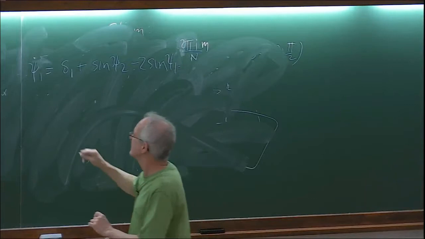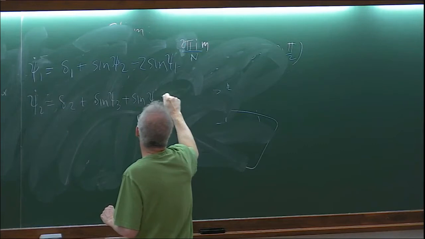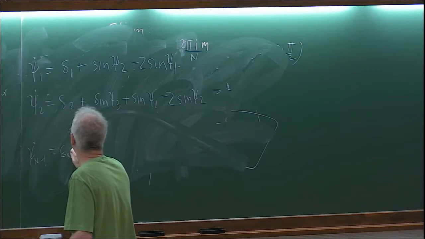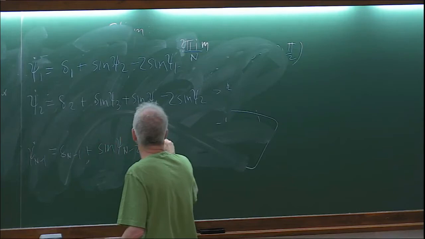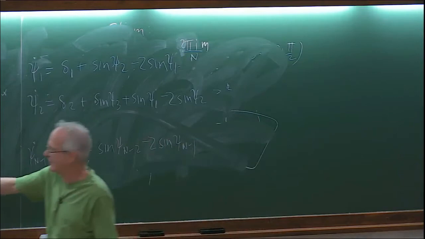Psi 2 dot equals delta 2 plus sine psi 3 plus sine psi 1 minus 2 sine psi 2. Psi n minus 1 dot equals delta n minus 1 plus sine psi n minus 2 minus 2 sine psi n minus 1. If you don't believe me, just try it.